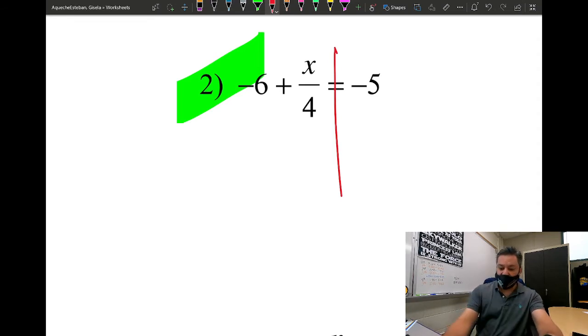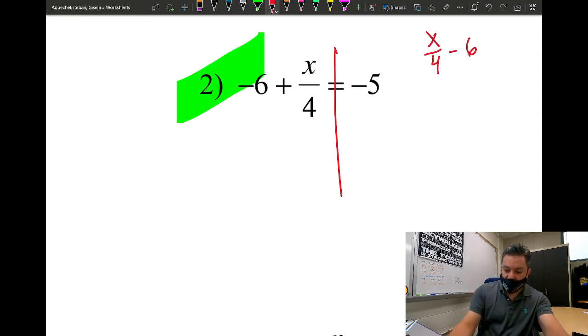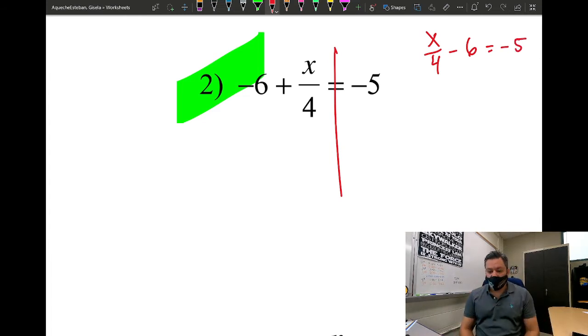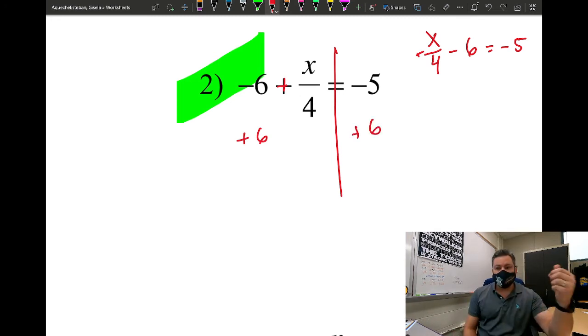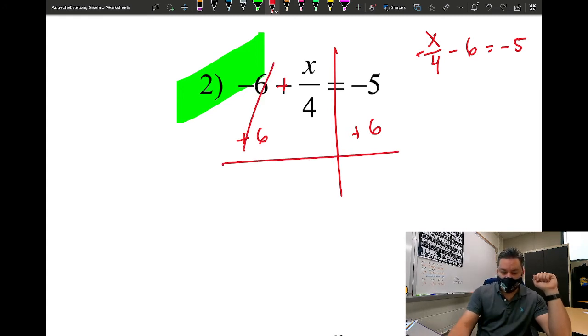So basically this is the same thing. They're the same thing. Just FYI. Because this is still positive. I didn't change that. So they're the same thing. So my 6 is being subtracted. In order to get rid of that one, what do I have to do? What's the opposite of subtract? Add. So we're going to add 6. And what I do to one side, I have to do to the other. Okay? So this is just 0.